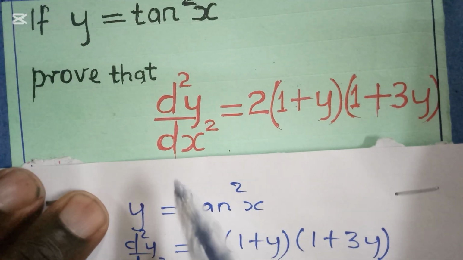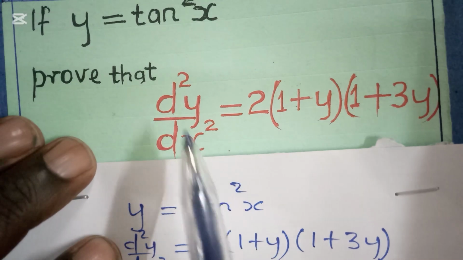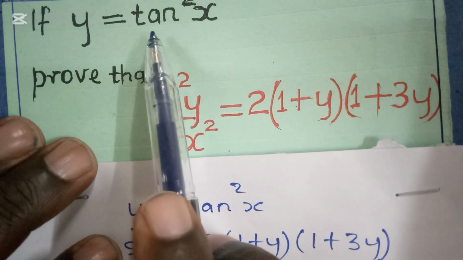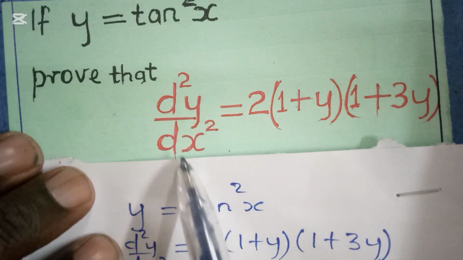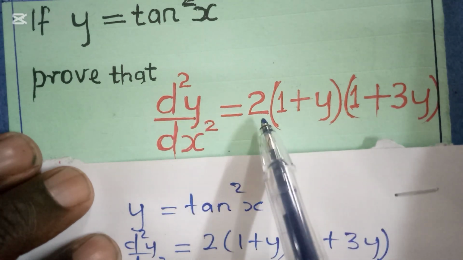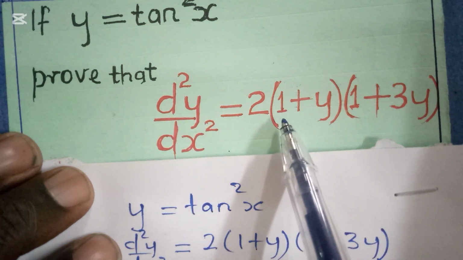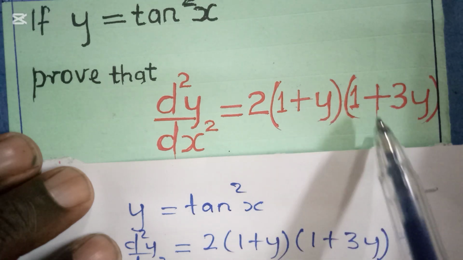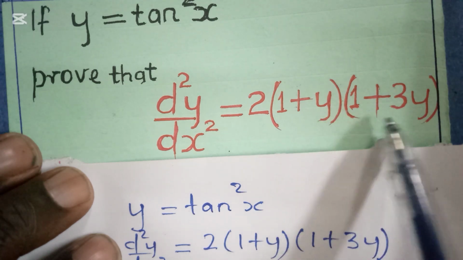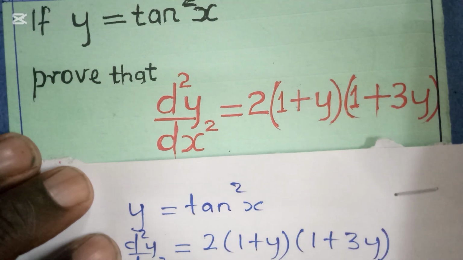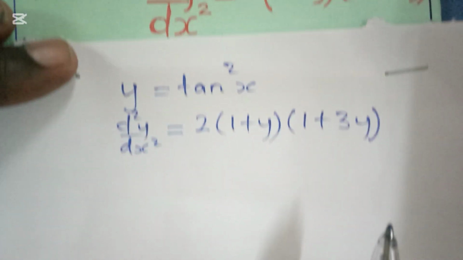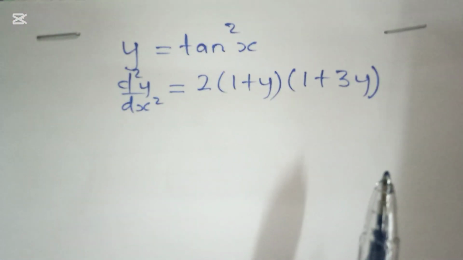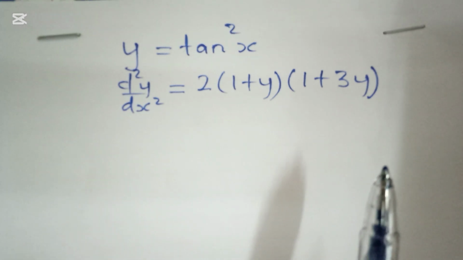Guys, let's do this problem. The question states, if y equals tan squared x, prove that d squared y over dx squared is equal to 2 multiplied by (1 plus y) and (1 plus 3y). So guys, we do that question and the details are right here. And so therefore guys, let's continue.